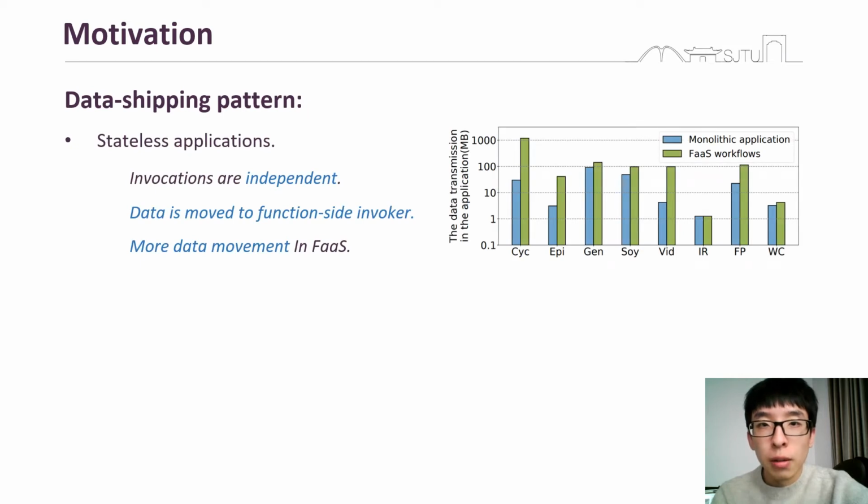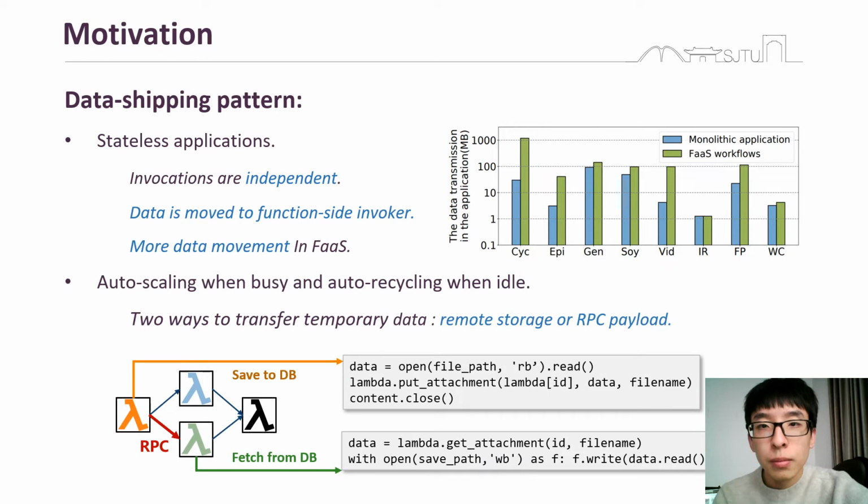On the other hand, when reorganizing a stateless application into a serverless workflow, the data-shipping pattern brings frequent data movement to the function-side invokers. Not to mention that more data movement is required with fast architecture. Because the data needs to be reloaded when auto-scaling and saved when containers are recycled, application developers must transfer temporary data by remote storage or RPC payload.